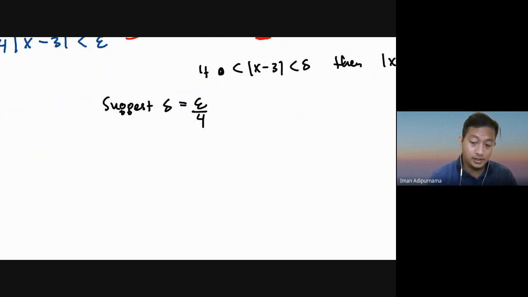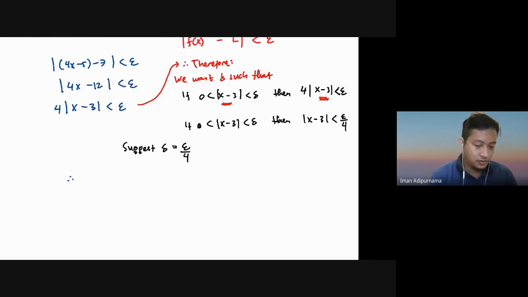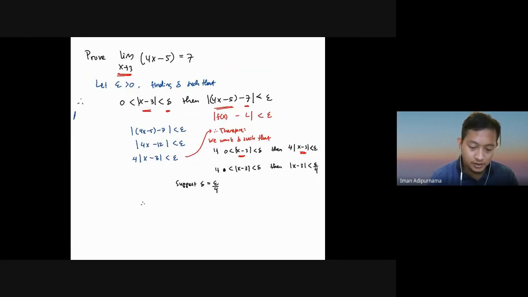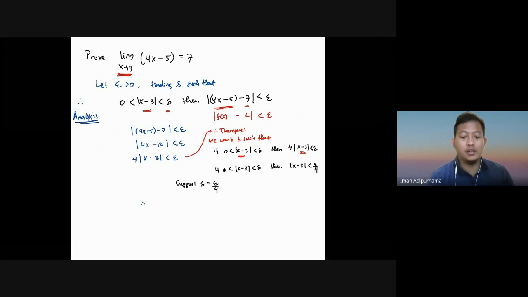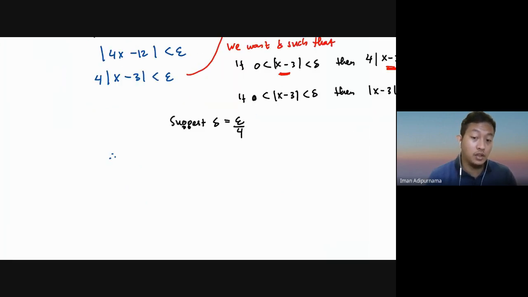And then this is the second part. So the first part, this is analysis. Okay, we try to find which part is going to be a suggestion, which delta we need to take. And after we get it, maybe the delta needs to be epsilon over 4, then we need to prove that. Proof.